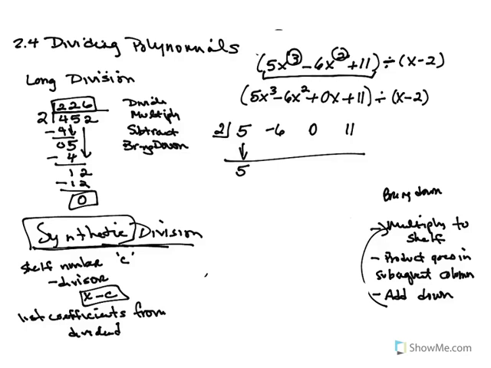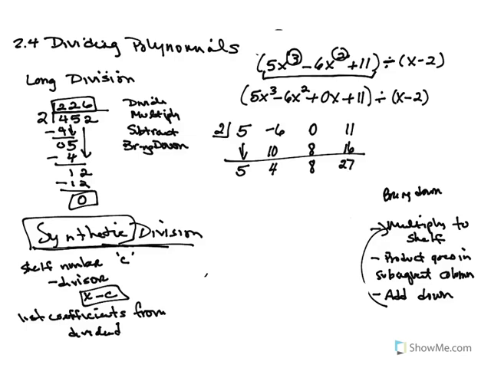So the 5 comes straight down. Then I start multiply. 5 times 2, 10. Add down. 8. 16.